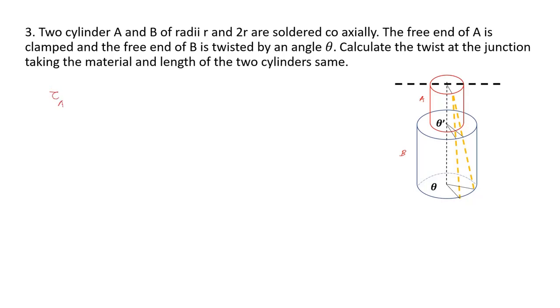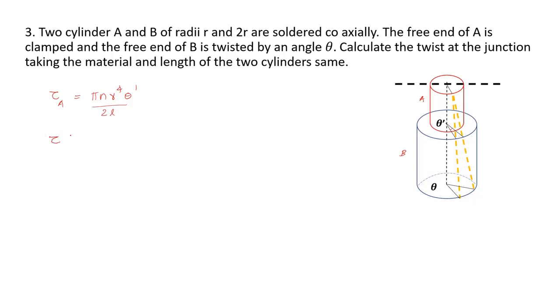Let's find the torsional couple for A. We know that the end of A is twisted to an angle theta dash only. So, the torsional couple is pi n r to the power 4, with theta dash instead of theta, divided by 2l. We know that the radius of A is r and the length for both is the same.